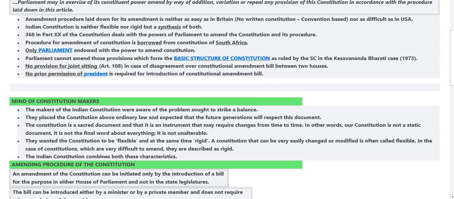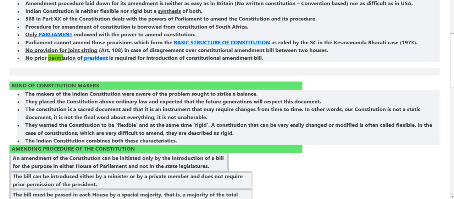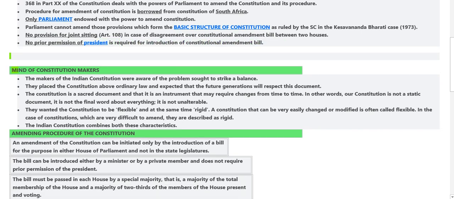Parliament cannot amend those provisions which form the basic structure of the Constitution, as ruled by the SC in the Kesavananda Bharati case, 1973. There is no provision for a joint sitting, Art. 108, in case of disagreement over a constitutional amendment bill between the two Houses. No prior permission of the President is required for introduction of a constitutional amendment bill.